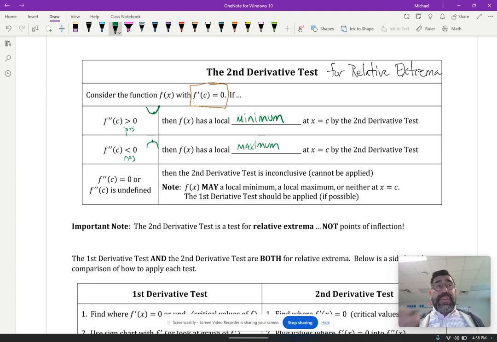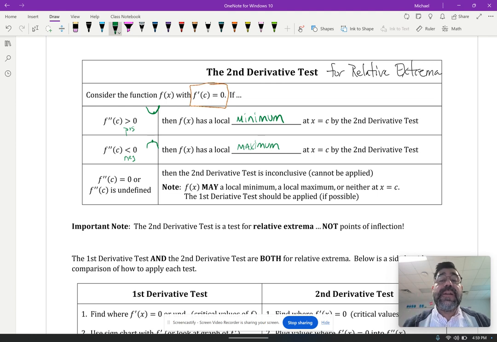So some people consider the second derivative test for relative extrema to be a shortcut because you find the critical points just like you do in the first derivative test. But instead of making a sign chart, you take the second derivative and then plug those critical points into the second derivative to determine what kind of concavity I have. And it is shorter. It could be a lot shorter than the first derivative test.